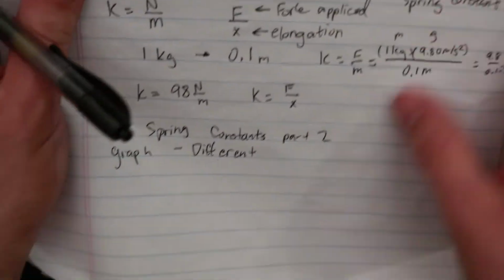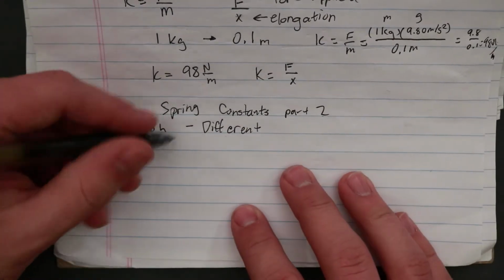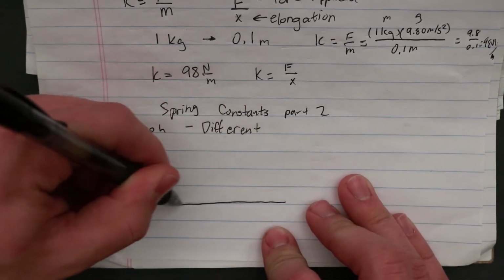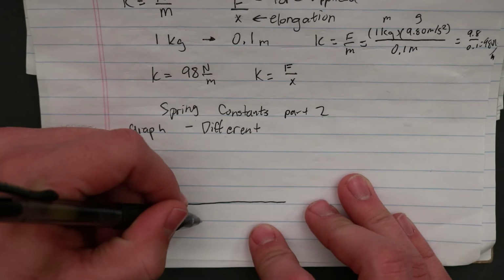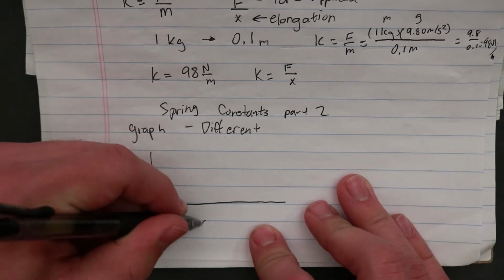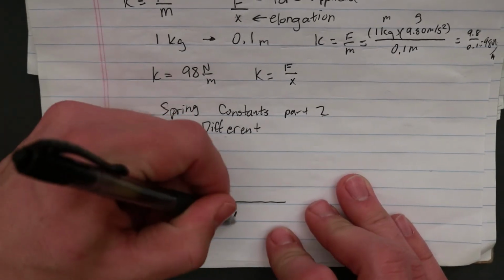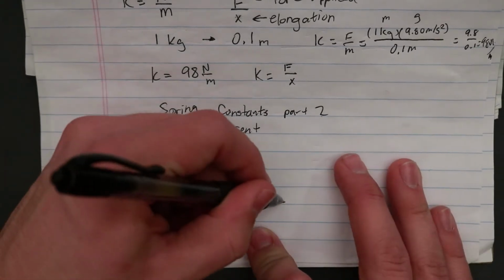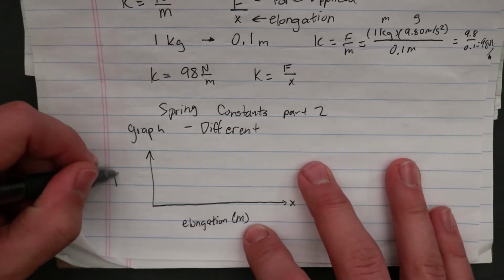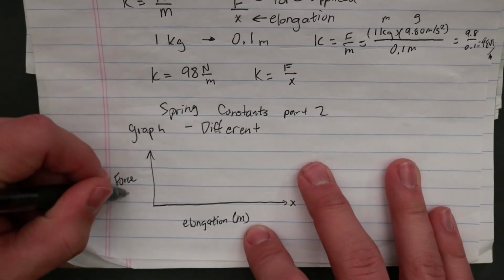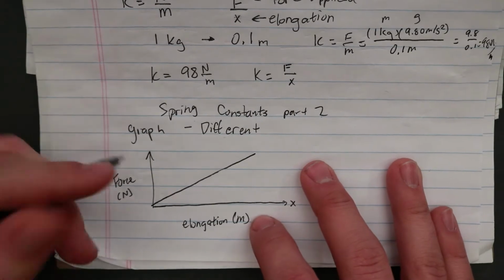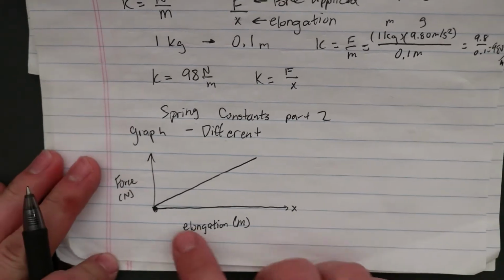So first, I want to look at a graph, and this graph is going to be very simple. It is a force and elongation graph. On my x-axis here, I'm going to put elongation, and this is going to be in meters. And then on the y-axis, I'm going to put my force, which is in newtons. And then I'm just going to draw a line, because it really doesn't matter. And this line will actually start at point 0, 0.